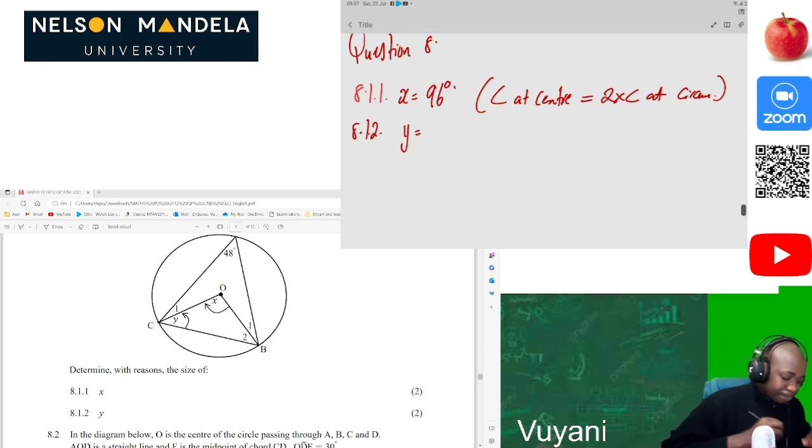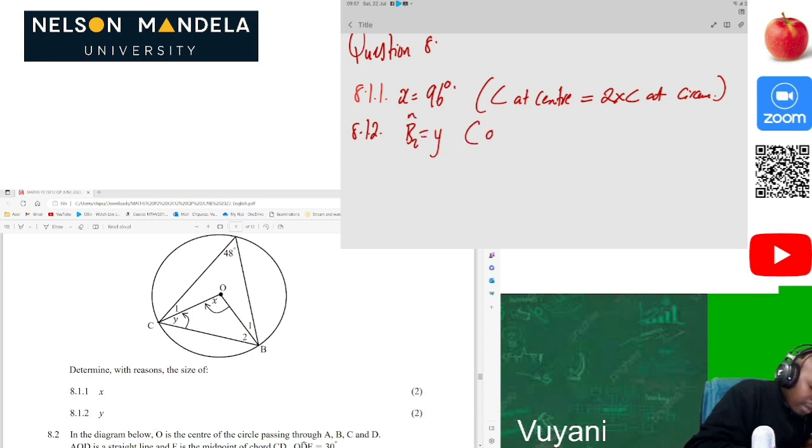So of course we have our B2, which is going to be equal to y. Angles opposite equal sides. So B2 is equal to y. Why are they equal sides? Someone will ask me. Because there is what we call radii. Let me just write it here. We say OC is equal to OB. They are radii. So that's already an isosceles triangle.